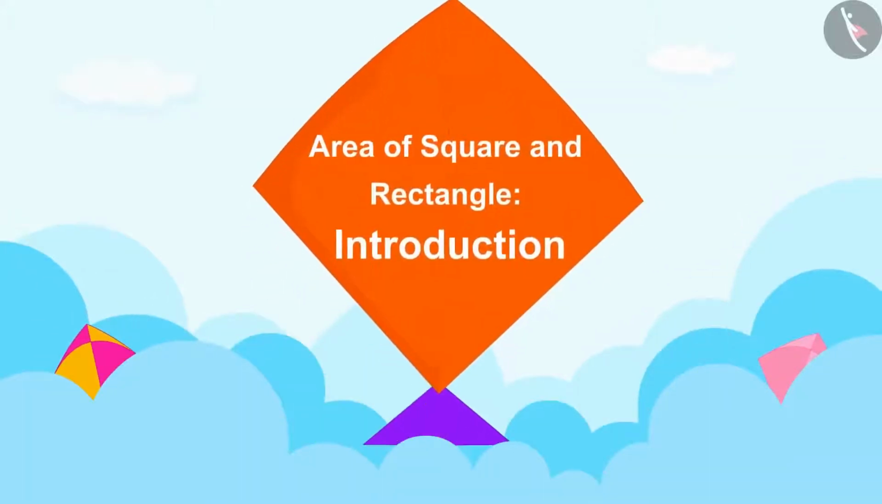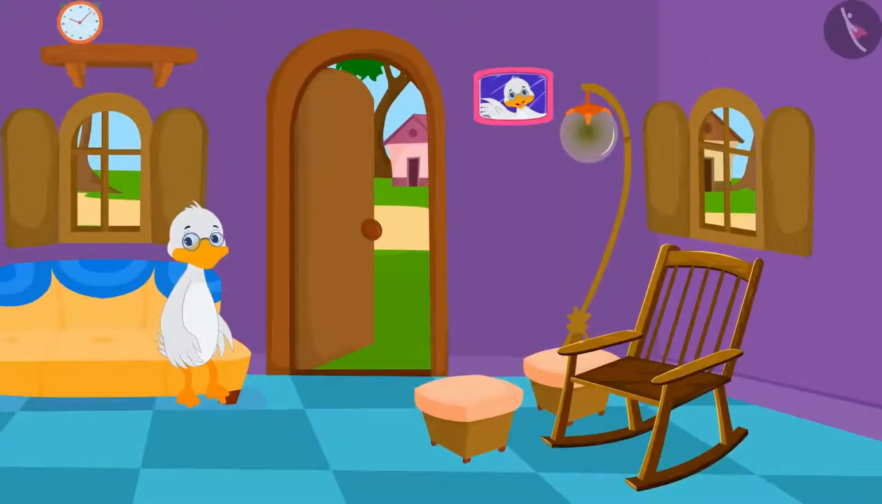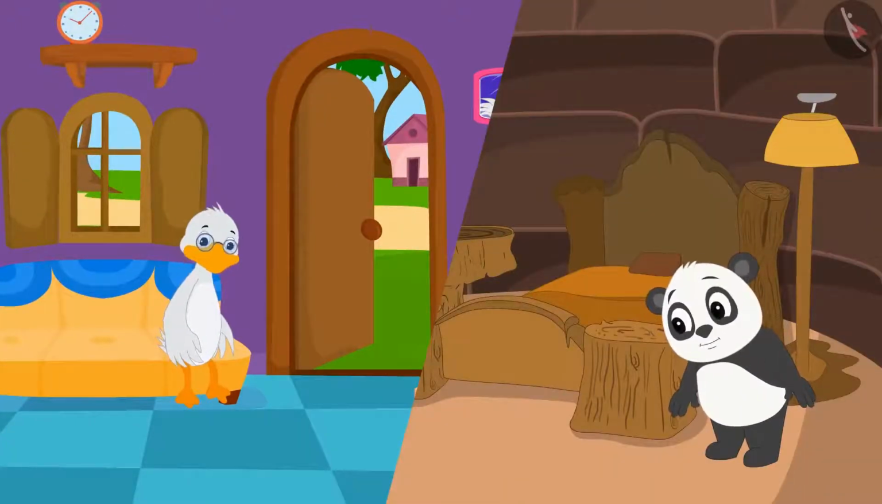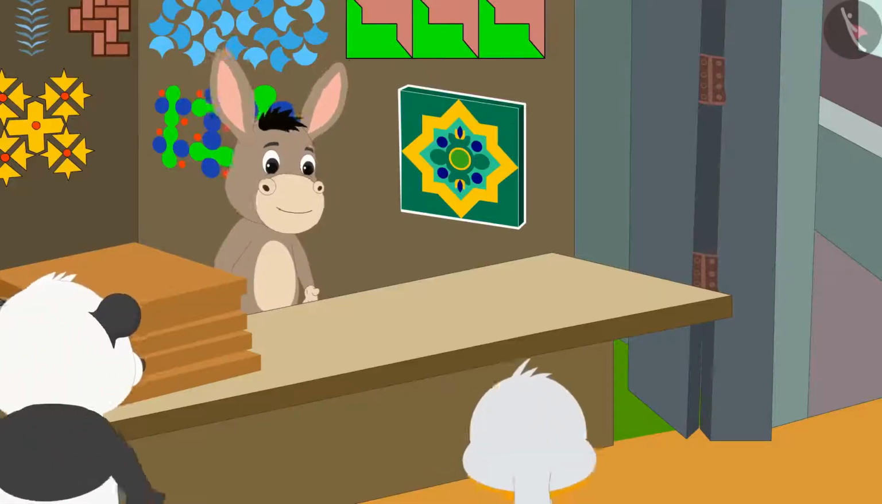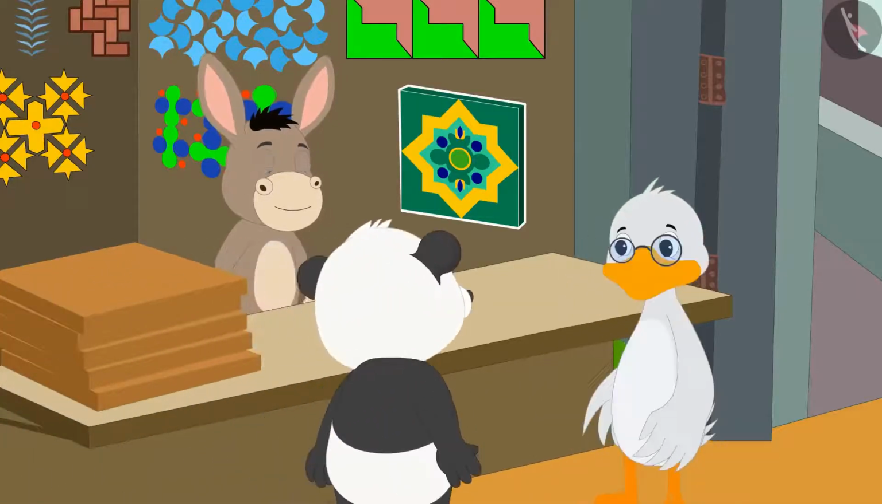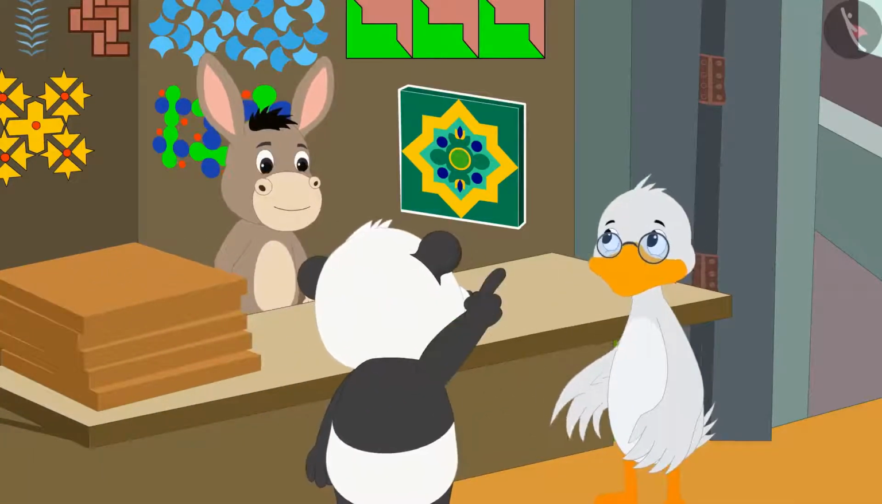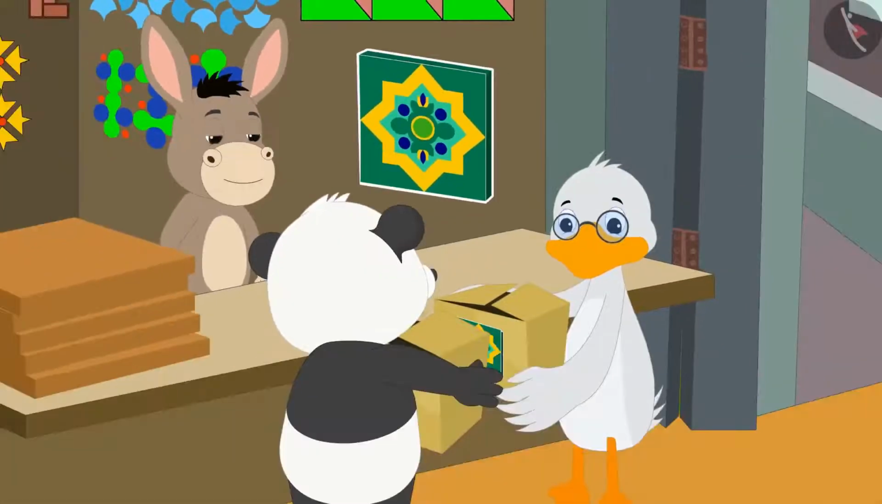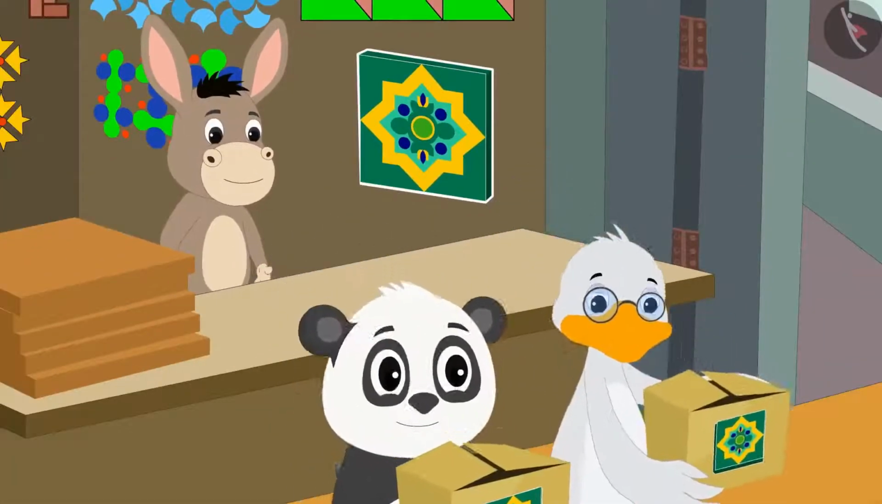In this video, we will learn about the area of square and rectangle. Uncle and Golu want to change the floor tiles of their houses. Both have come to buy tiles in the market. Both Uncle and Golu like the tiles of this design. Both bought the tiles for their respective homes.